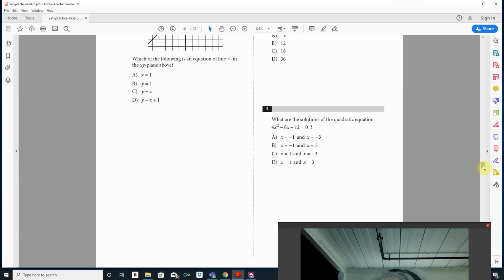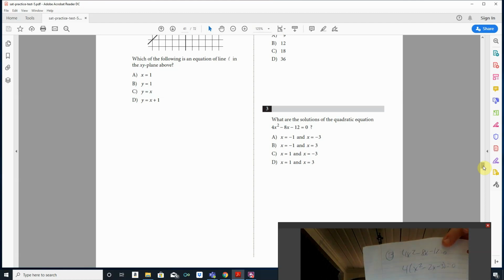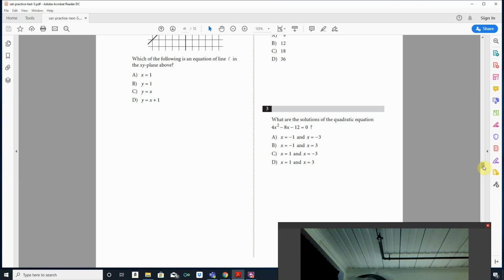Okay, so the first thing I would do is divide everything by 4 because all of these coefficients are divisible by 4. So we get 4 parentheses x squared minus 2x minus 3 is equal to 0, like so. Then we just divide by 4 on both sides, so we get x squared minus 2x minus 3 is equal to 0, because 0 divided by 4 is still 0. Yay! Okay, so we got this.